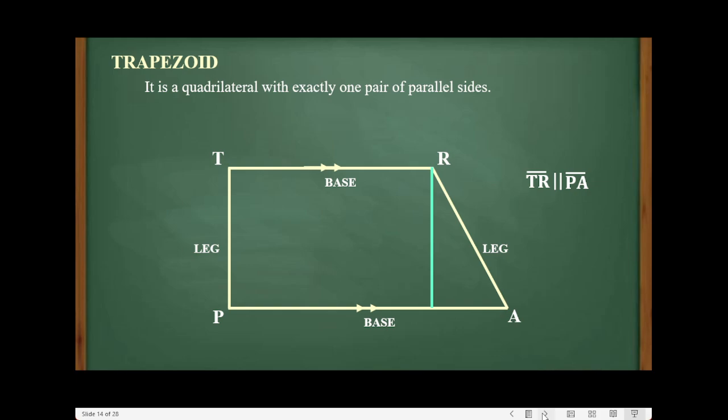And I've just drawn a vertical segment, which is the green segment. This segment is perpendicular to the lower base, as indicated by the small square at this point. So the green segment, we name this as segment RE, and this is the altitude or the height of the trapezoid.